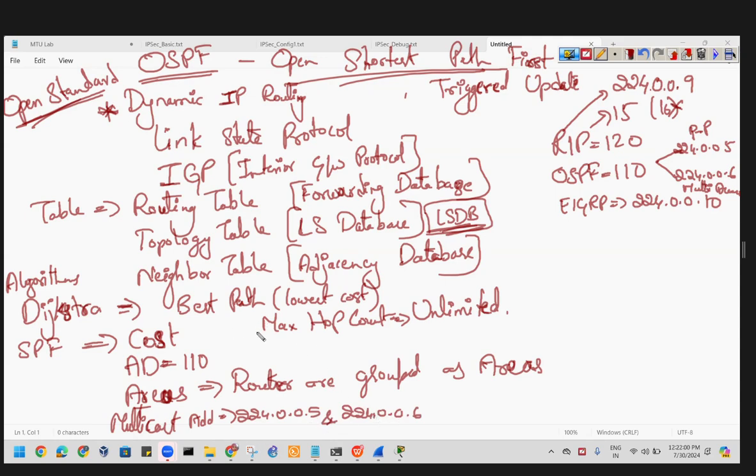Anything else? Okay, you said that there are no periodic updates, correct? Yes, ma'am. So how does it build the routing table then? No periodic updates, then how do they build the routing table? How do they find the best path? The sync at startup.